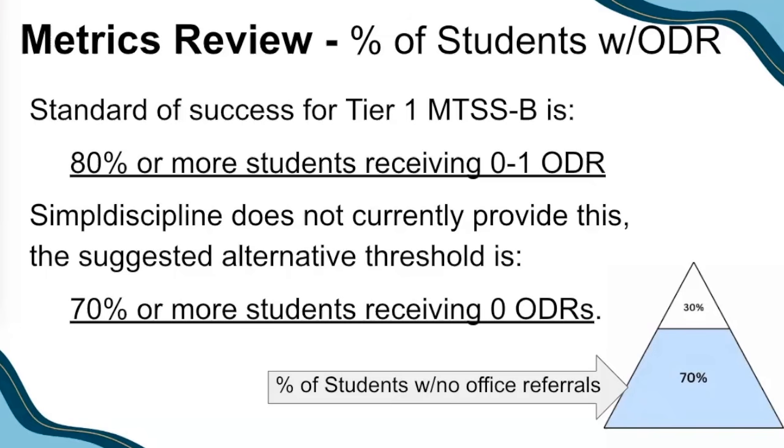Looking at this data, the team might ask, what proportion of our student body have met our behavior goals to have 0 or 1 referral? What proportion of our student body has not met our goal?